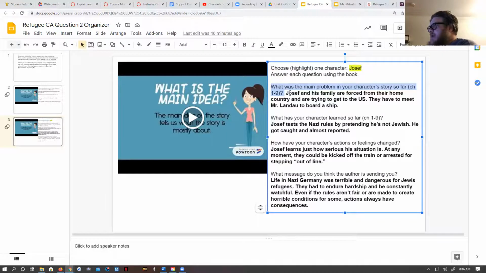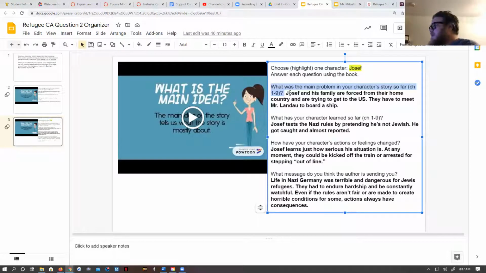Okay, so I'm going to think about it. The main problem was that Joseph is being separated from his father. His father's being separated from the family. He's arrested. Also, they have to now go and meet him. That's going to be the next problem that they have to endure. Joseph also tests the rules, the unfair, unjust rules, and almost gets them kicked off the train. Then when they get to the ship, Joseph again tests the rules.